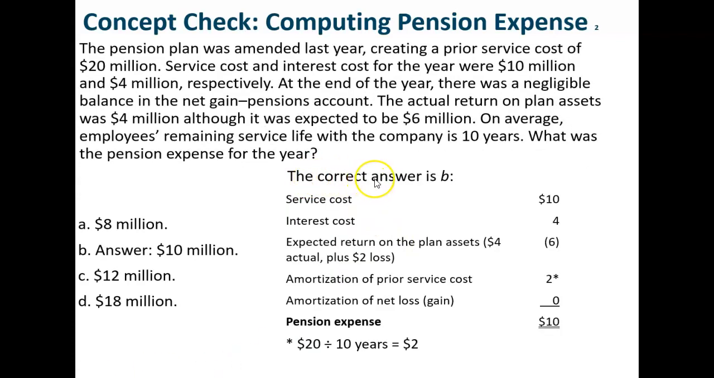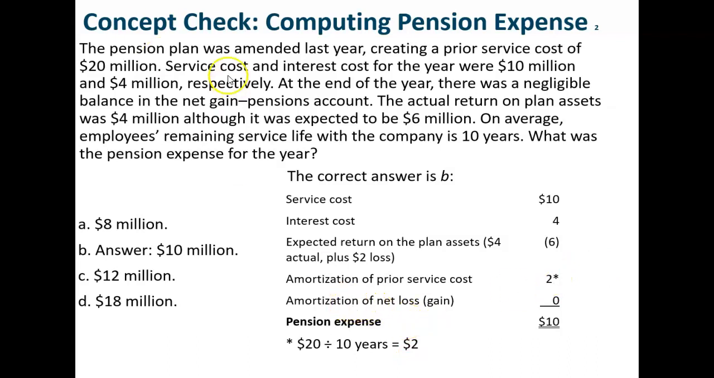The correct answer is B, $10 million, calculated as follows. Current year service cost is $10 million. Current year interest cost is $4 million. Reduce the expense by the expected return on plan assets, $6 million. Calculate amortization of prior service costs, $2 million. That's $20 million divided by 10 years equals $2 million.